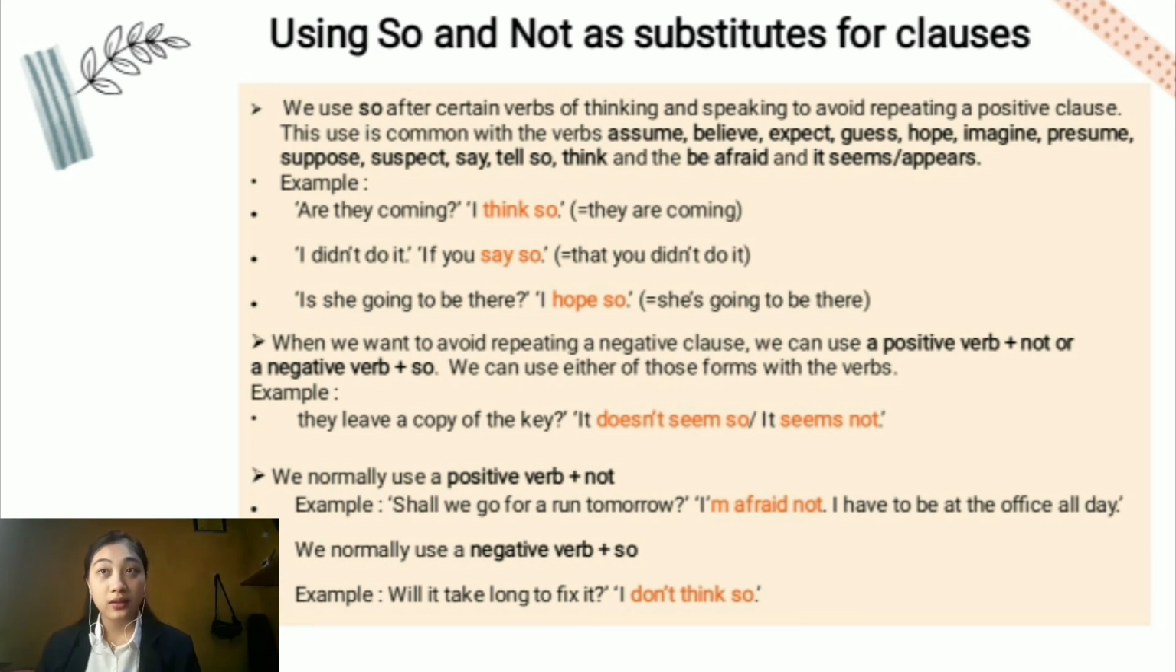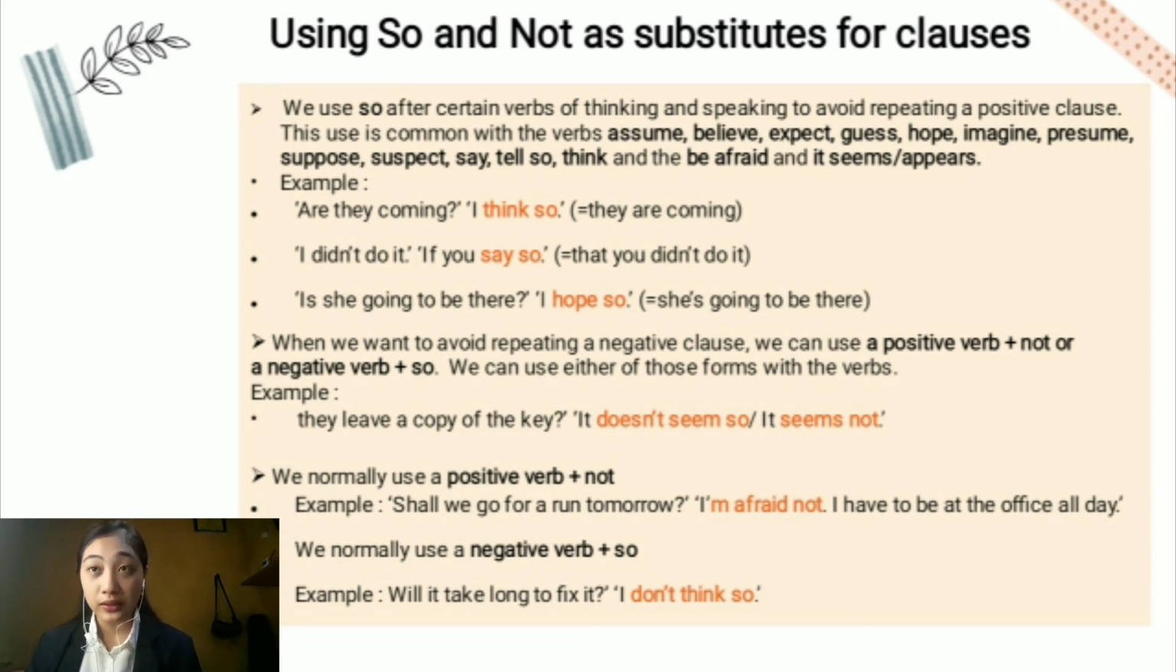For example, the first one: Are they coming? I think so. The meaning of think so is they are coming. And other examples you can see on the slide. And when we want to avoid repeating a negative clause, we can use a positive verb plus not or a negative verb plus so. We can use either of those forms with the verb.